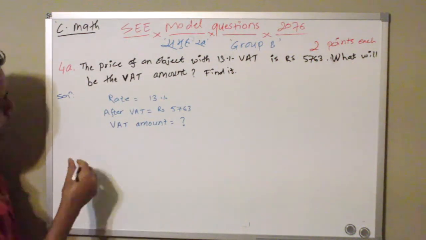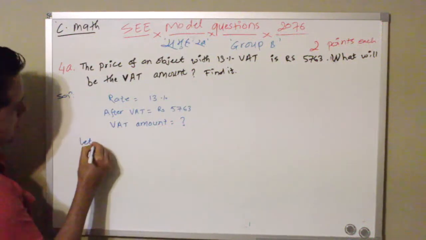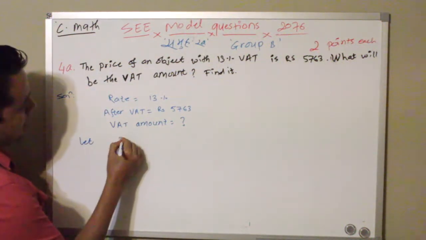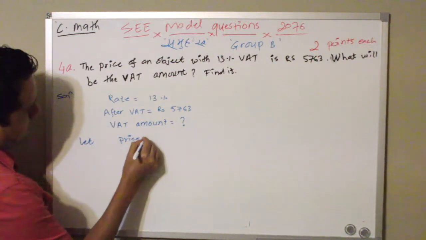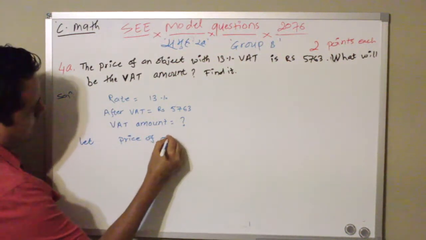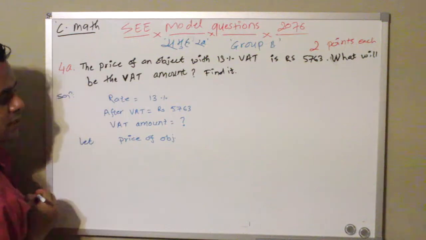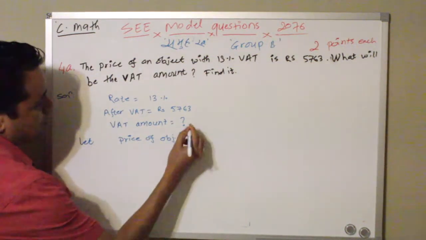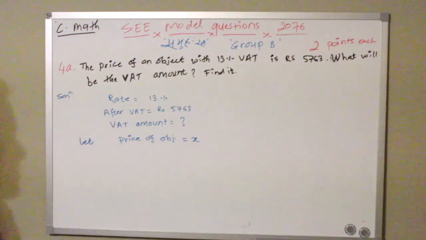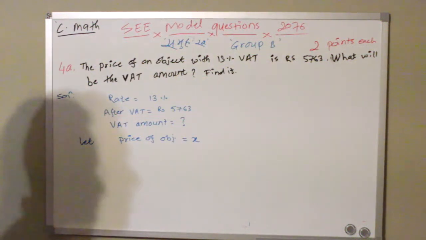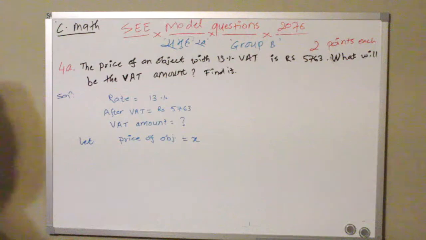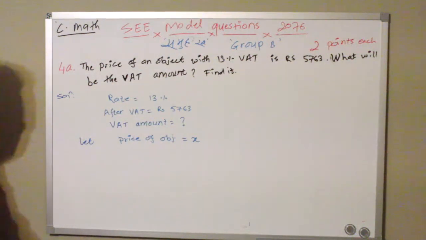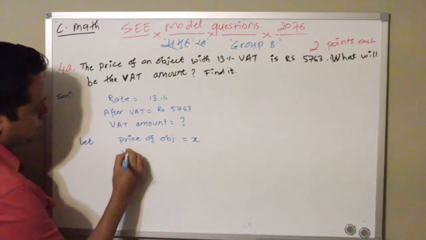Now, let us suppose the price of an object equals X. We are assuming the price is X because we do not know it. If we know the price, we can just calculate 13% of that, right? So now calculate the VAT from there.